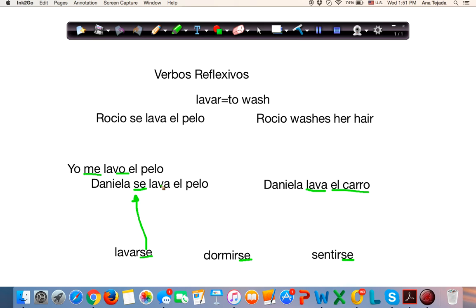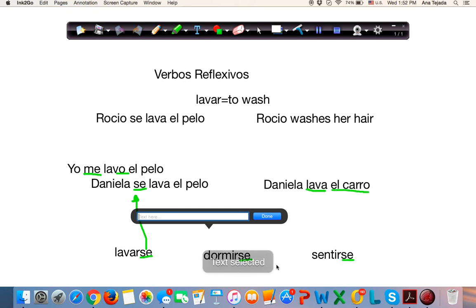So we're going to conjugate the verb, what's left after we take the se, as any other regular present tense verb. Let's take dormir. Dormir is one of those verbs that have a stem change, o changes to ue. Yo me duermo. So we're going to keep those stem changes still happening. We're going to make sure that we conjugate that reflexive pronoun according to the subject, yo me duermo.